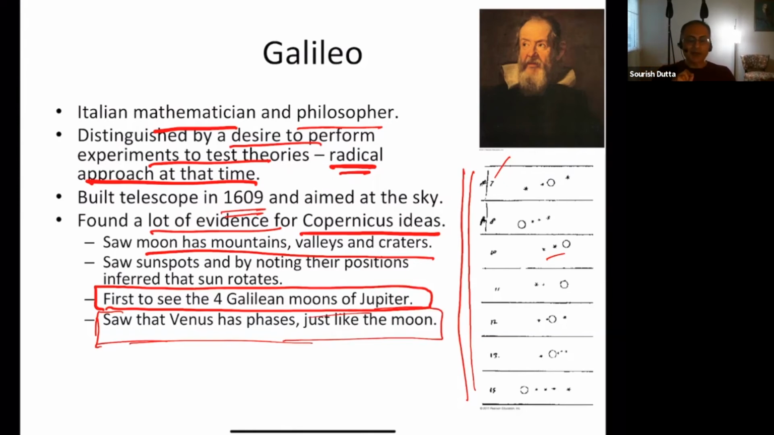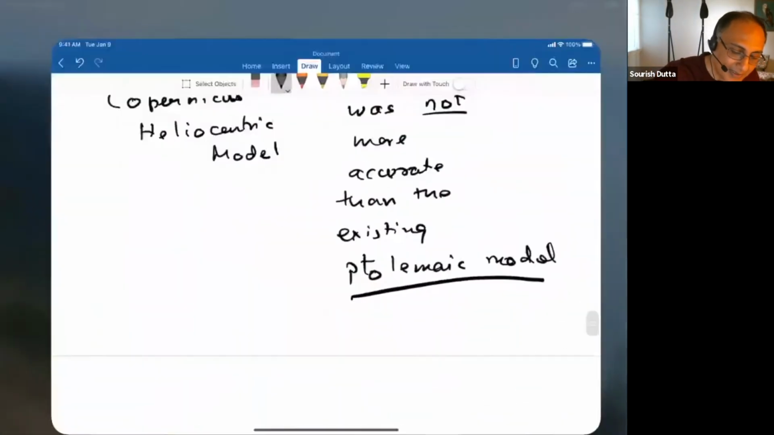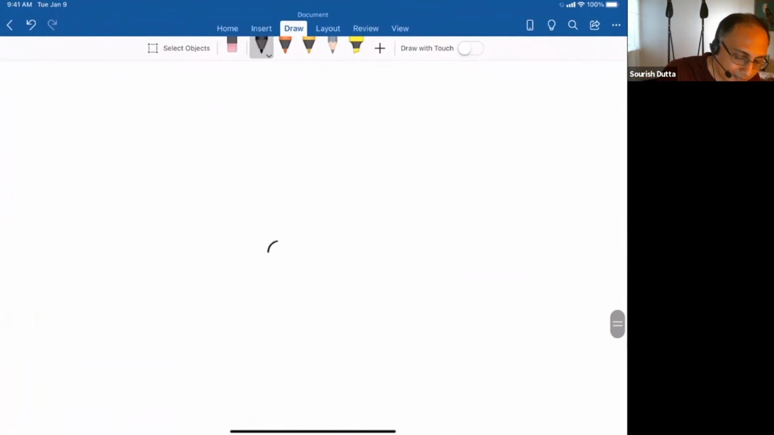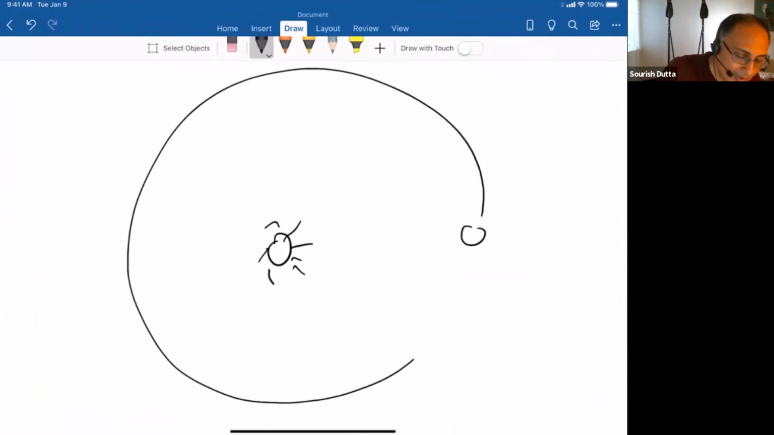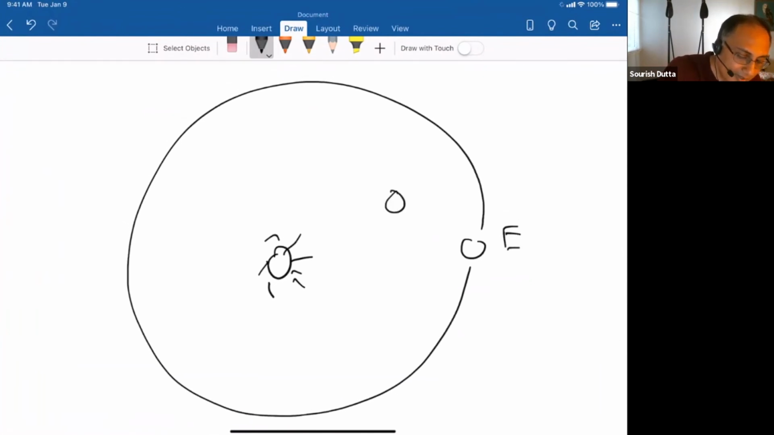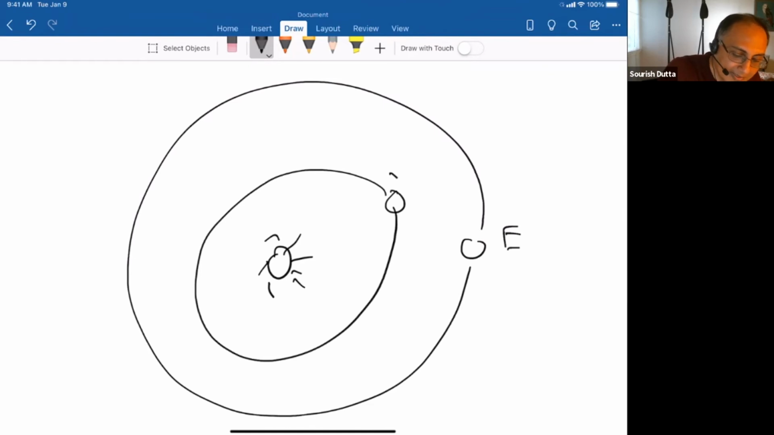And that is only possible if Venus's orbit is inferior to the Earth's orbit. So the only way that Venus would have phases is if this is the sun, here is the Earth's orbit, and here is Venus's orbit. So if Venus has an orbit like this, orbiting the sun, and its orbit has a smaller radius than the Earth's orbit, that's the only way that Venus can have phases. In the geocentric model, it would be impossible for Venus to have any phases.